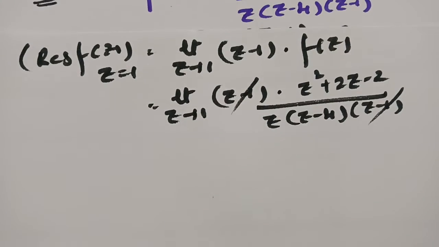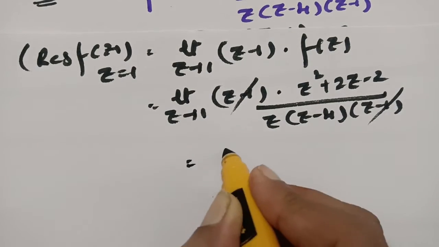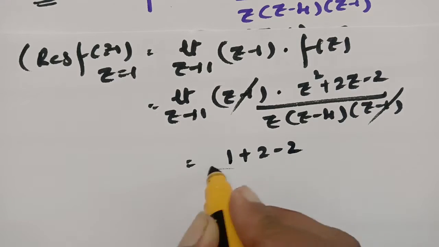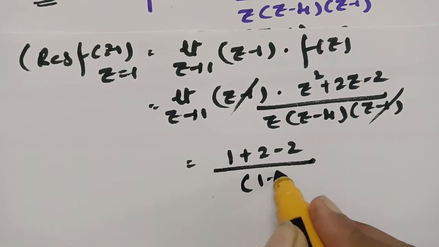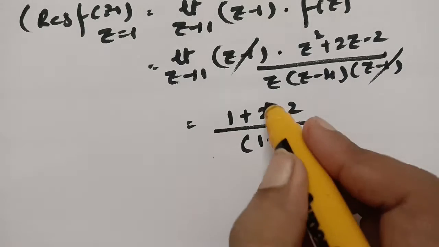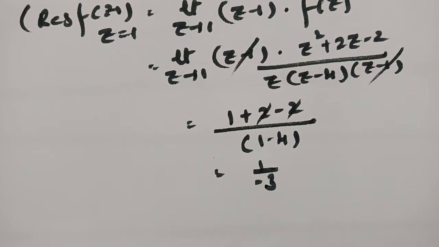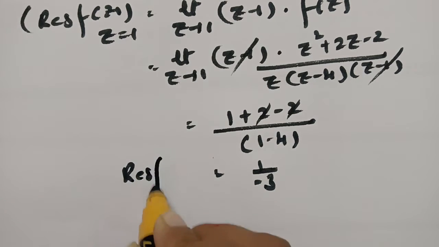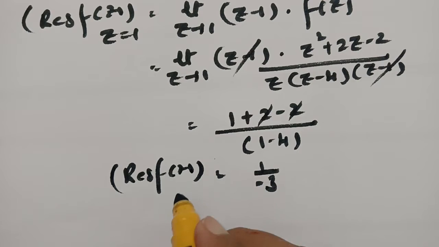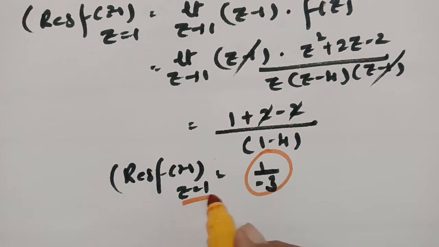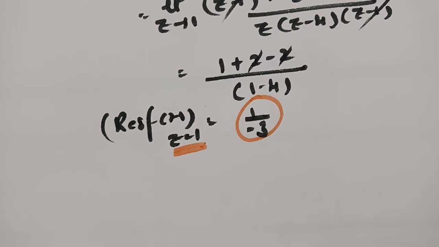So if I cancel z minus 1 and substitute 1 in place of z, that is 1 plus 2 minus 2 by 1 minus 4. If I cancel minus 2 and plus 2, this will be minus 1 by 3. And this is the residue value of f(z) at the point z equals 1. So we got the residue values at the interior poles.